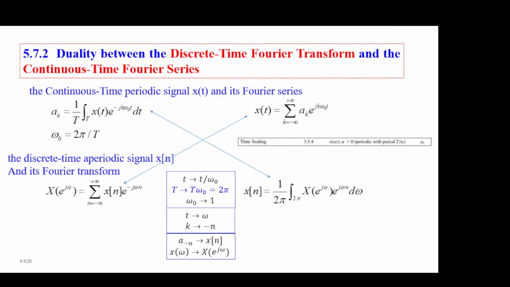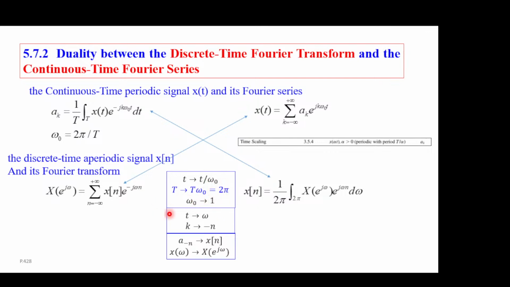Okay. And so that's very good. That's what we want to do. So we want to change our big T to 2 pi. So we pick alpha equal to 1 over omega naught. Then small t goes to small t divided by omega naught, and big T goes to big T times omega naught, equal to 2 pi, and that also changes omega naught to 1. Okay.